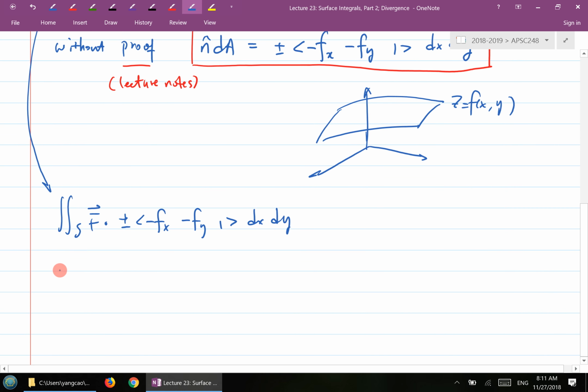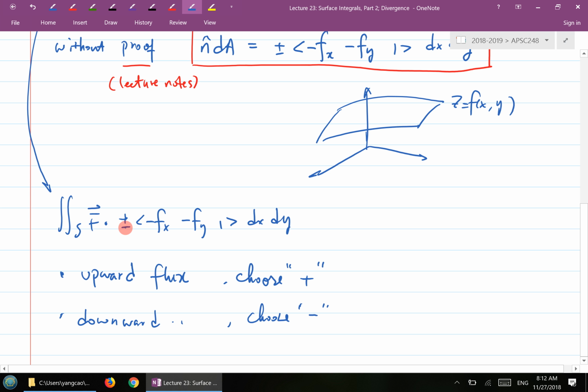In general, if the question says upward flux, for example, can you calculate the upward flux through this surface S, then you choose the positive sign right here. I'll explain a little bit about why for upward you choose the positive. And of course, if you're required to calculate downward flux, then you choose the negative sign over here. So that's how it works operation-wise.